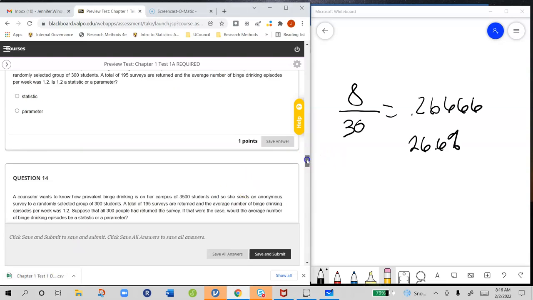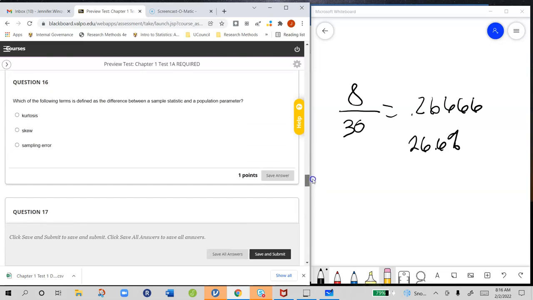All right, so now looking at number 16 here. The question is, which of the following terms is defined as the difference between a sample statistic and a population parameter? That's sampling error. So our definition of sampling error is that sample statistics are not identical typically to population parameters, and the difference between them is referred to as sampling error.